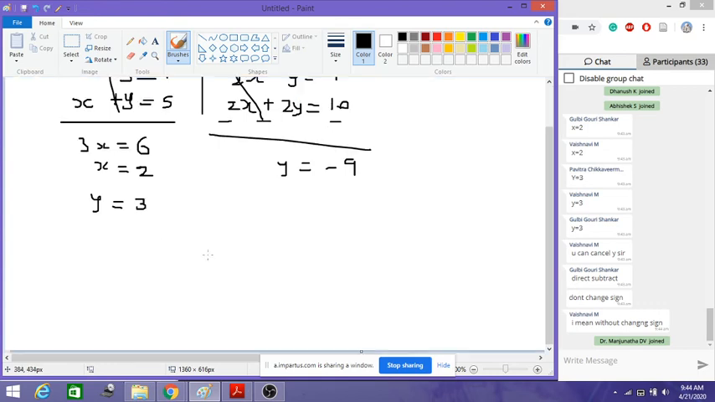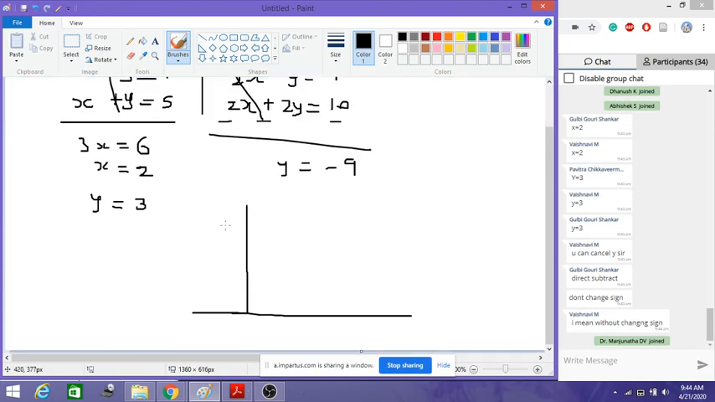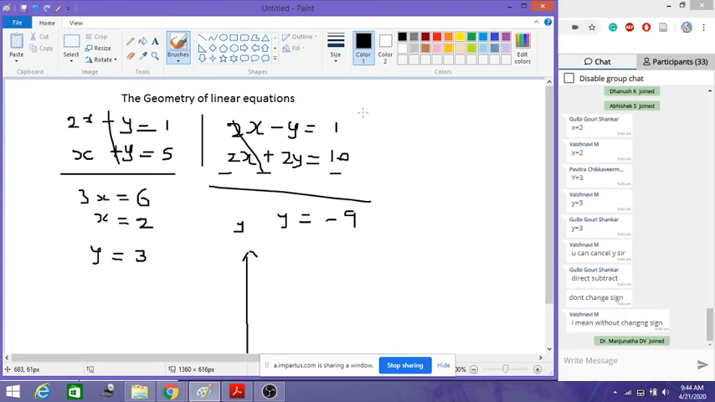Okay, so it means if we plot this on a plane, we have the terms here. For example, if we take this as your y and this as the x, in this first equation, let me write the equations separately here again. That is 2x minus y equal to 1 and x plus y equal to 5.